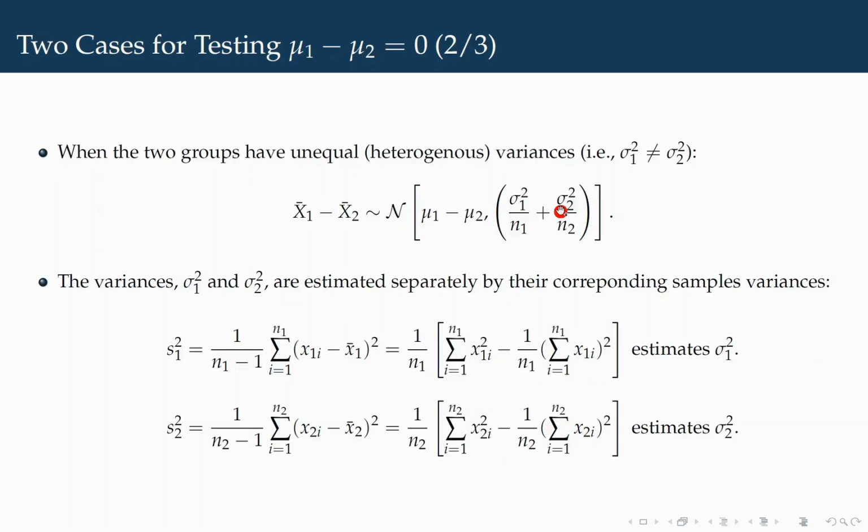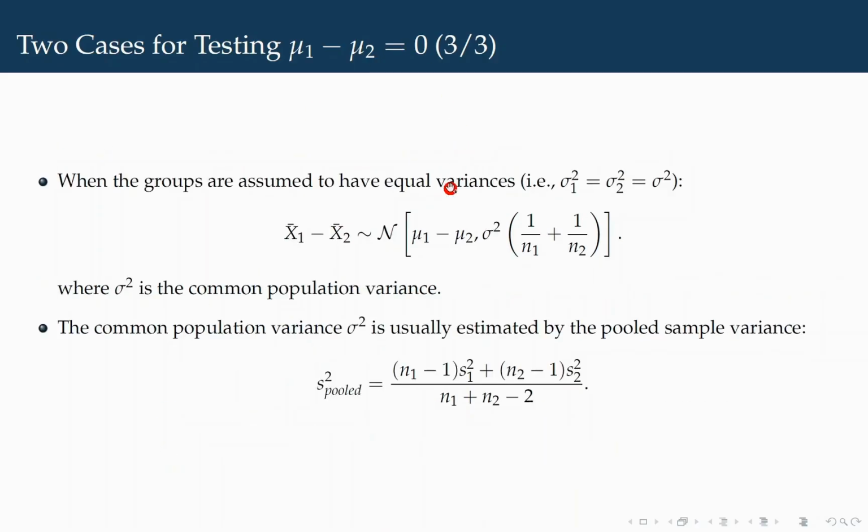Therefore here sigma 1 square and sigma 2 square are different. Therefore each variance should be estimated independent of the other. That is, the variance of the first group can be estimated by the sample variance of the first group. Similarly, the variance of the second group can be estimated by the sample variance of the second group. In other words, sigma 1 square is the population variance of the first group. Therefore, it should be estimated by the sample variance of the first group. Similarly, sigma 2 square is the population variance of the second group. It can be estimated using the sample variance of the second group.